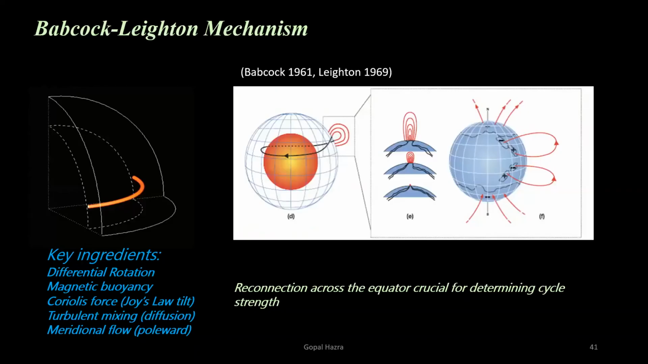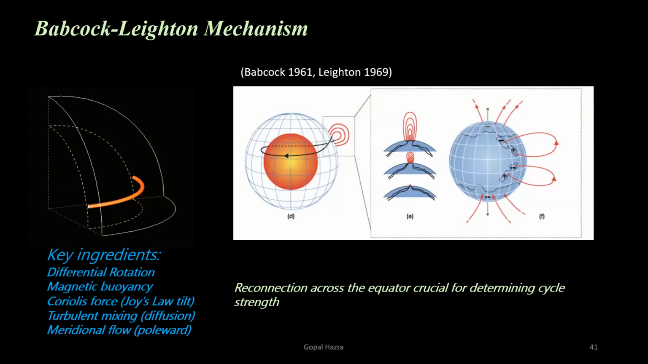So how does this Babcock-Leighton mechanism work? I think by this time you understood that sunspot formation happens when this flux tube rises. This is the 3D view. Suppose we have a tachocline region, it rises. But for that, what do we need? We need differential rotation, very mandatory. We need magnetic buoyancy, Coriolis force and turbulent mixing. We also need decay, because sunspots decay over time.